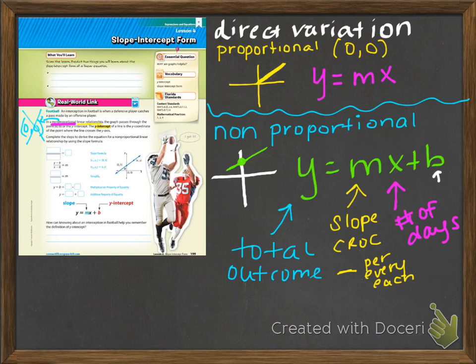This is just a way of saying that it doesn't go through 0, 0. Now we have a new vocabulary word, which is that y-intercept right there. So the y-intercept of a line is the y-coordinate of the point where the line crosses the y-axis. So let's look at this. So this would be your y-intercept. So go ahead and make that note here, and then we're going to go on to the next portion.